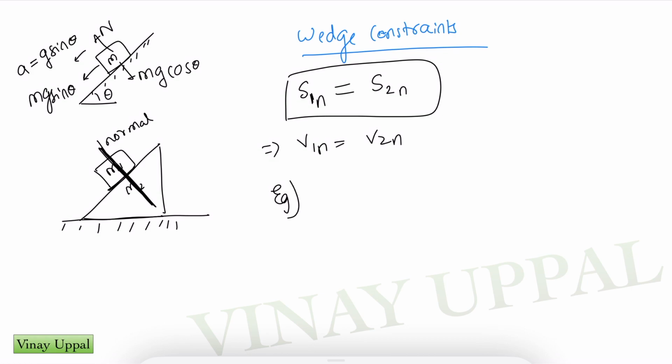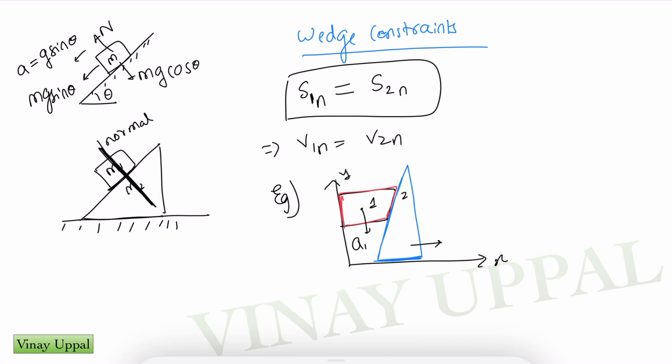So for example, if I have this wedge and I have another wedge in this manner, this is acceleration a1, and let's say this is a2, and let's say this angle is theta. I want to find a relation between a1, a2 and theta, just a constraint relation.